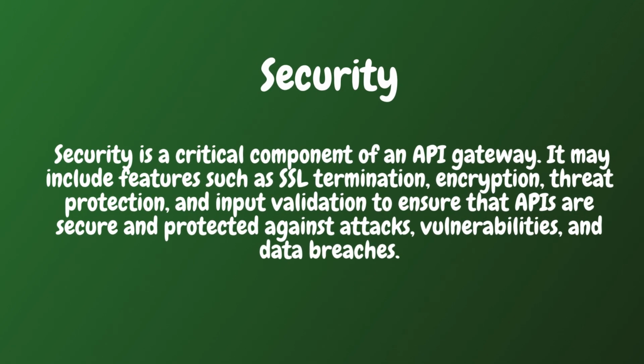Okay, coming back to security. Security is a critical component of an API gateway. It may include features like SSL termination, encryption, threat detection, and input validation to ensure that APIs are secure and protected against attacks, vulnerabilities, and data breaches. So it scans everything, right? It holds the entire SSL layer data and everything, so it keeps the environment secure.